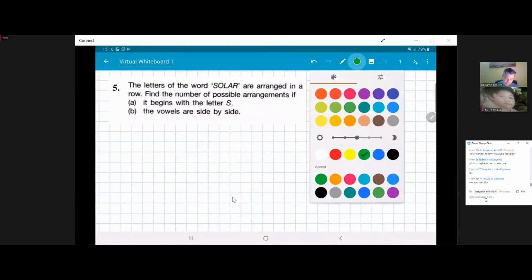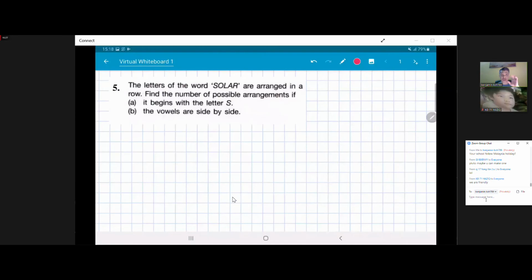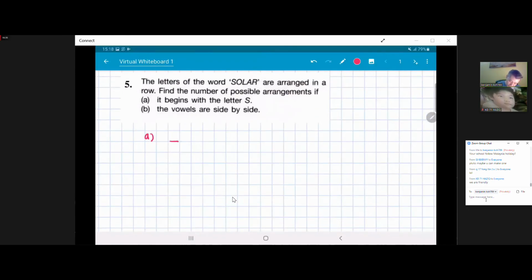Soalan nombor 5. It tells you here the letters in the word solar, S-O-L-A-R, 5 letters. For the part A, so bahagian A, you have 1, 2, 3, 4, 5, 5 letters. It says here, begin, bermula dengan huruf S, therefore S dekat depan. So which means you got O-L-A-R, 4 huruf, 4 ruang kosong. That means yang ni ialah 4P4 and that will give you 24. Boleh faham kan? Okay, quick recap.